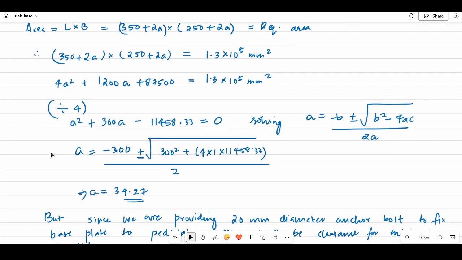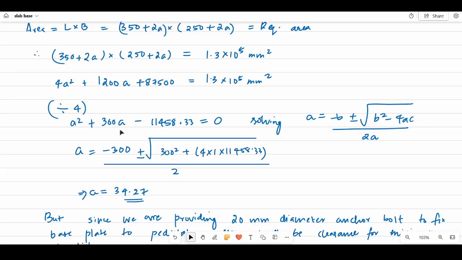11458.33. Now the whole thing has to be divided by 4 also. So 1.33 into 10 raised to 5 minus 87500 divided by 4. So to eliminate this value, the whole equation was divided by 4 also. So to solve this quadratic equation, we can either use a calculator, or we can use the quadratic formula for the value of a.